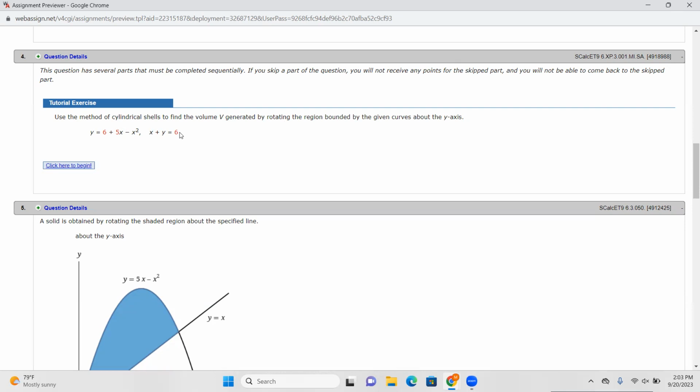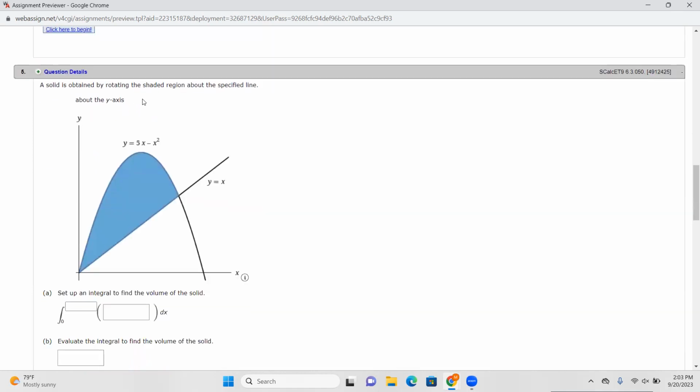How you know which function is higher: once you know the intersection points in terms of the x coordinates, pick an x coordinate in between. You can compute which function is taller to know which function goes on top whenever you do the subtraction for the height of your cylindrical shell.